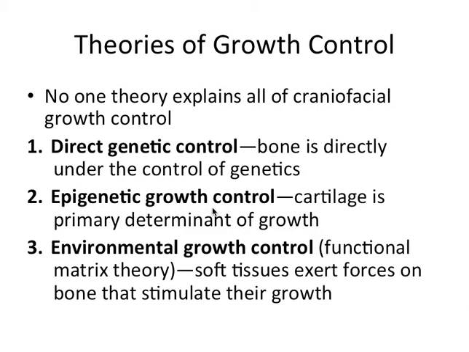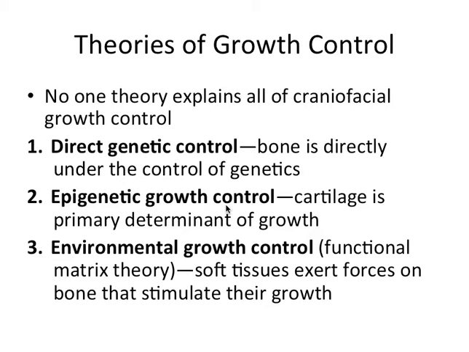The first one is direct genetic control, and that's the theory that bone is directly under the control of genetics. So it's pretty straightforward, direct genetic control. The second one is epigenetic growth control, so that's referring to something outside of genetics, some non-genetic component. And specifically, the theory is saying that cartilage is the primary determinant of growth, and bone then replaces that cartilage.